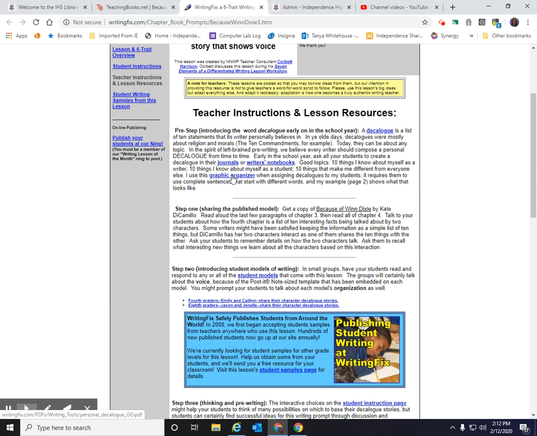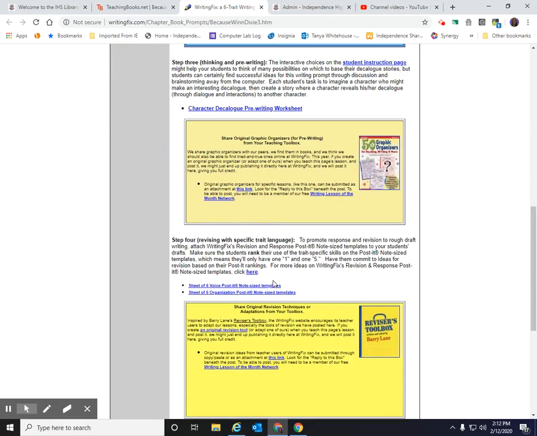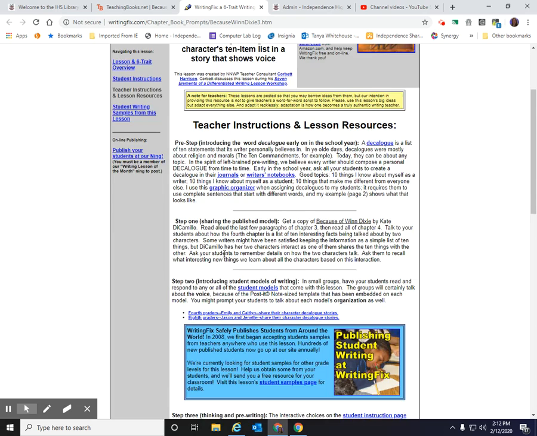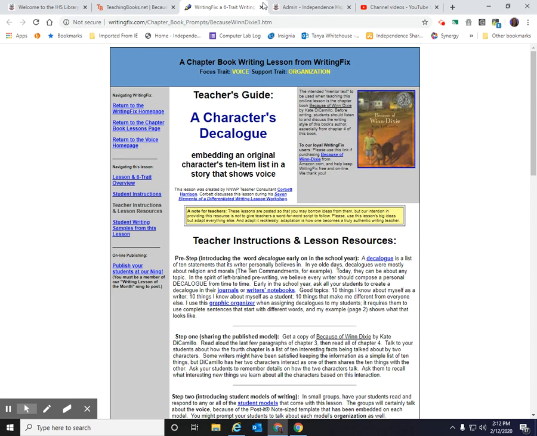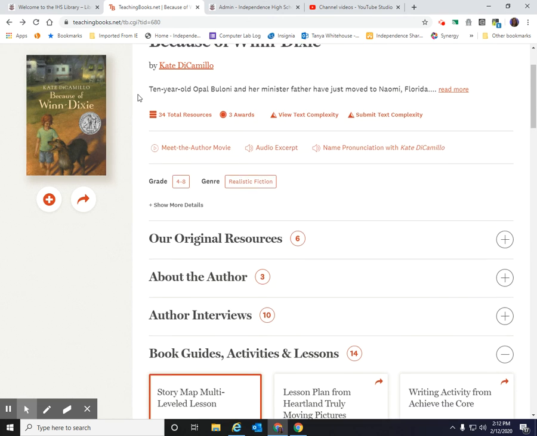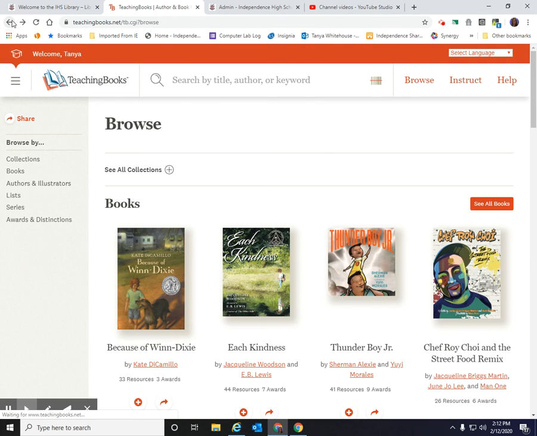So this one has graphic organizers, journals, writer's notebooks, and gives you ideas of things that you could do while teaching this book, which is obviously not one of our books, but it is the kind of resource you will find in this teachingbooks.net area. All right.